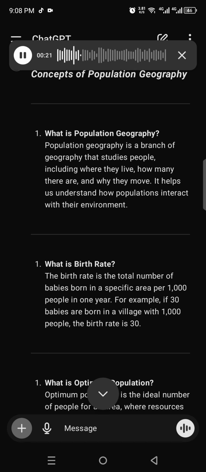2. What is birth rate? The birth rate is the total number of babies born in a specific area per 1,000 people in 1 year. For example, if 30 babies are born in a village with 1,000 people, the birth rate is 30.